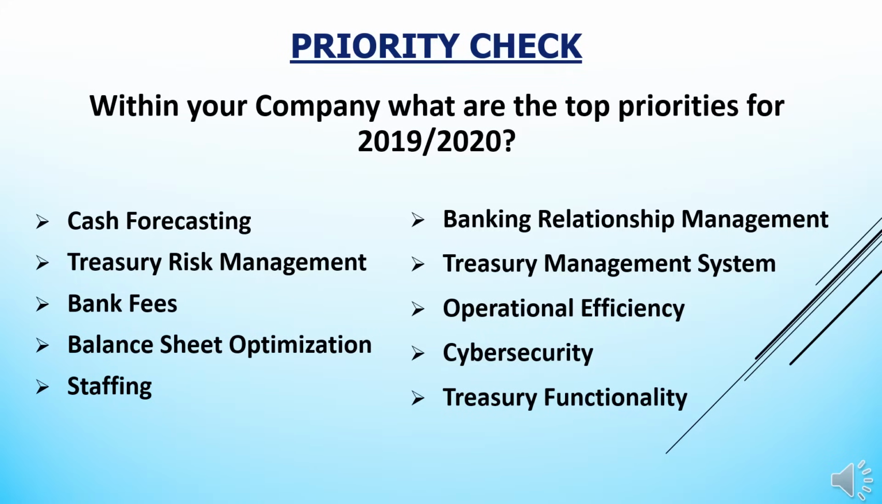Okay, now that we have defined the typical roles and functions within Treasury management, I'd like to take a moment and do a priority check. Take a look at this slide. Within your company, what are the top priorities for the remainder of 2019 and 2020? I'm going to pause for a few moments and allow you to rank these items: cash forecasting, banking relationship management, Treasury risk management, Treasury management systems, banking fees, operational efficiency, balance sheet optimization, cybersecurity, staffing, and Treasury functionality.